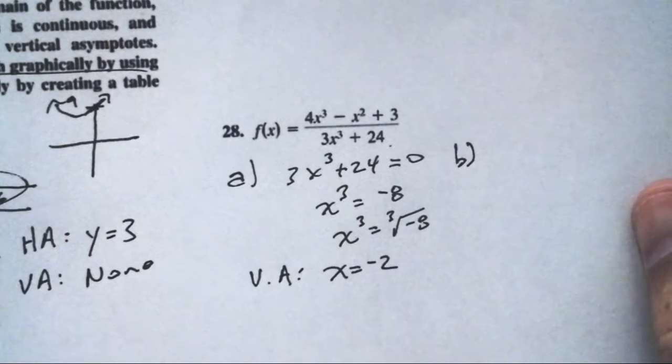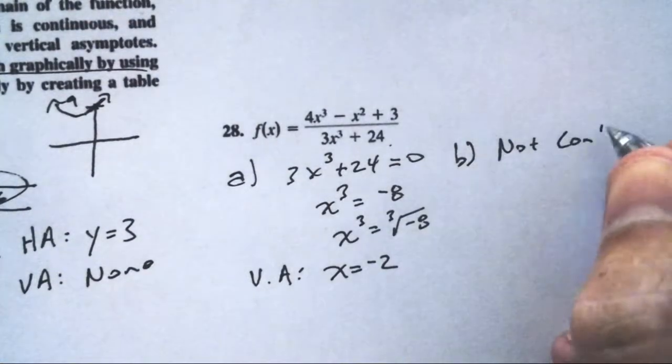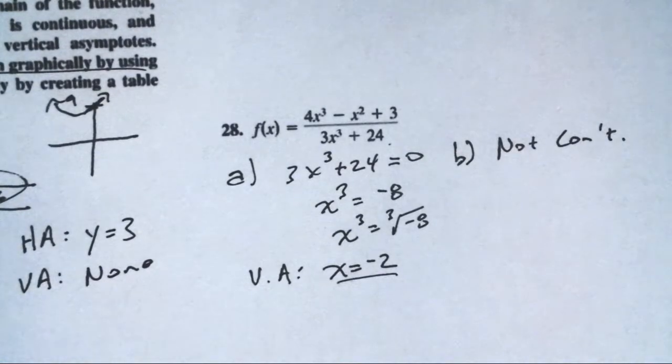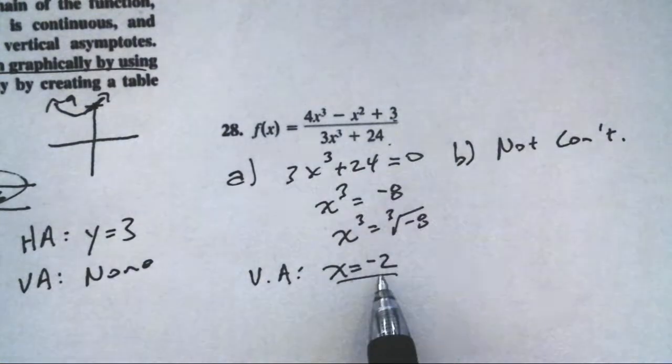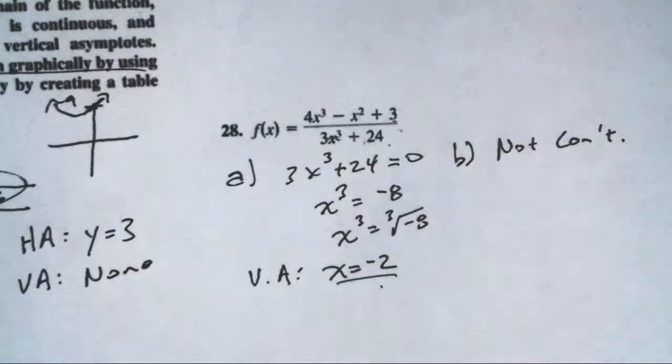Decide whether the function is continuous. It is not continuous because we'd have to pick up the pencil at negative 2. And perhaps there's a hole in the graph there. I'm not certain there is, but perhaps there'd be a hole in the graph there, but x may not be negative 2.